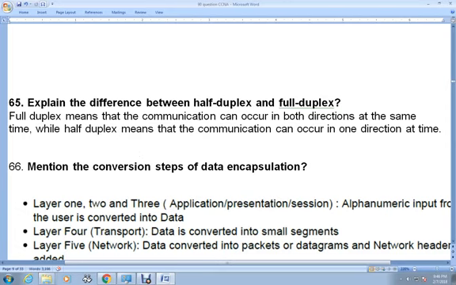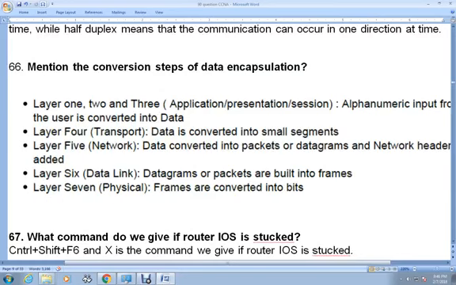Now guys, explain the difference between half duplex and full duplex. So I have already told you, I think, in previous questions. Full duplex is communication on both sides at the same time, but in half duplex only one side can send and receive data at a time, in one direction. Mention the conversion steps of data encapsulation. So guys, layer 1, 2 and 3, application, presentation, session.